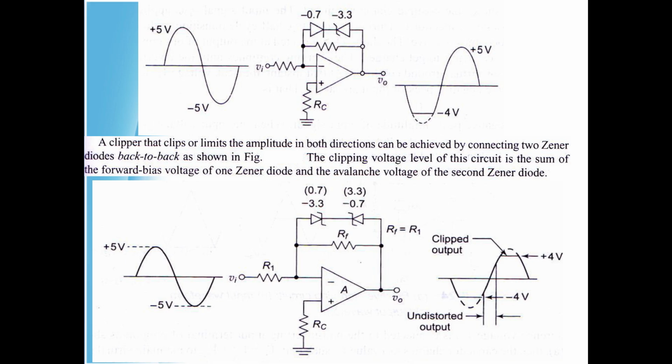The clipping voltage level of the circuit is the sum of the forward bias voltage of one Zener diode and the avalanche voltage of the second Zener diode. So here you can see the clipping takes place at the positive half cycle as well as in the negative half cycle. At both the half cycles, the clipping takes place.